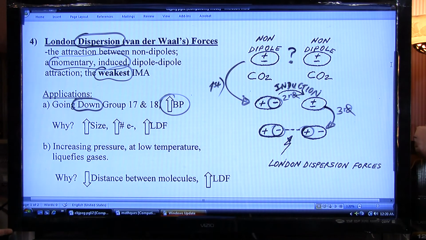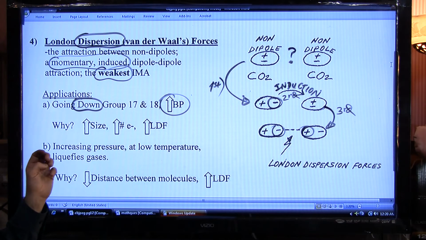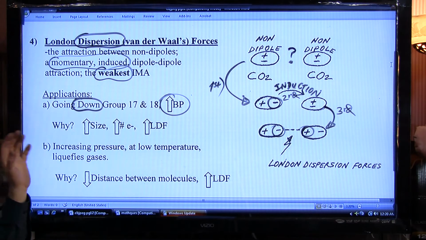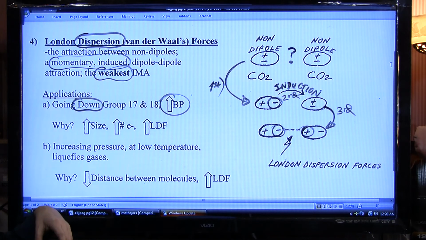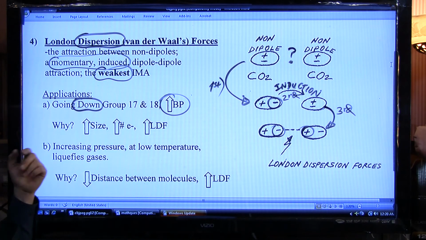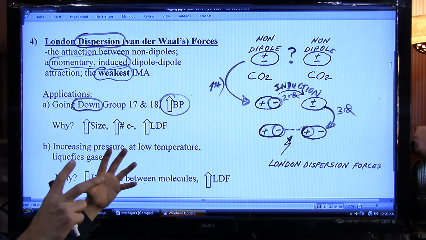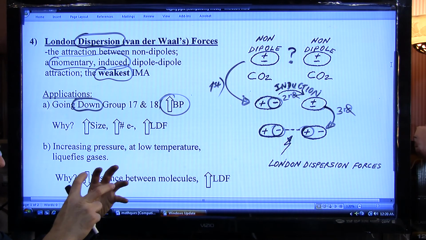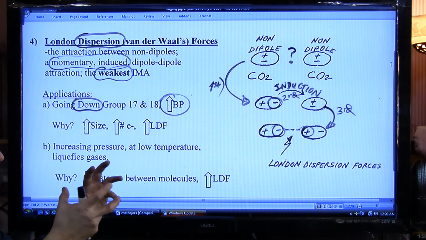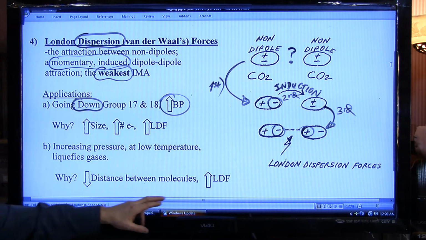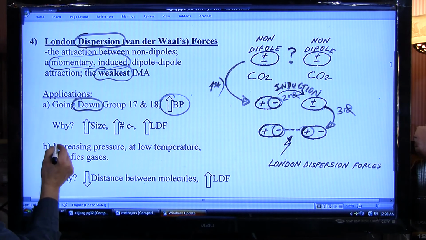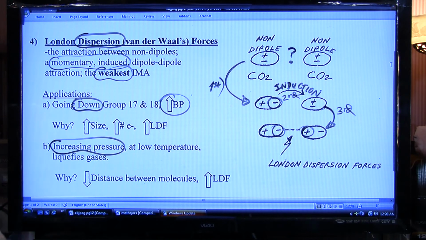Another application of this principle is when you increase the pressure on a gas that is at low temperature, those gases end up liquefying. And the question is, why is that? Well, in the case of, let's say, nitrogen molecules, when you increase the pressure on them, the molecules are forced to come closer together. And so the dispersion forces are going to increase in strength. So decreasing distance, increasing dispersion forces. So increasing pressure is what does that.